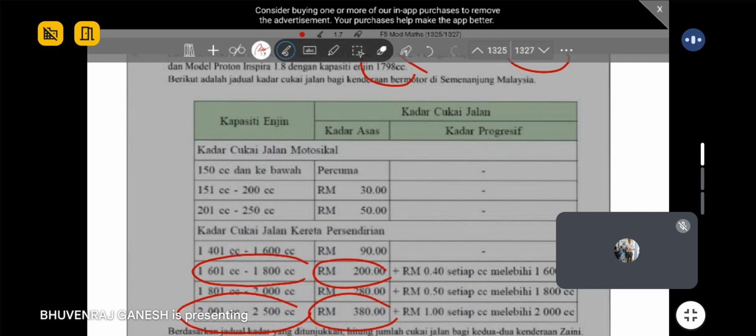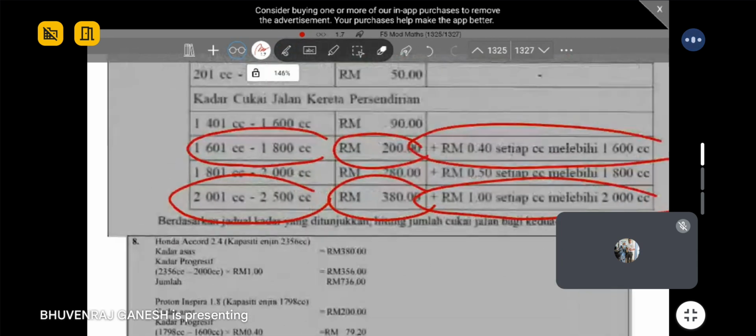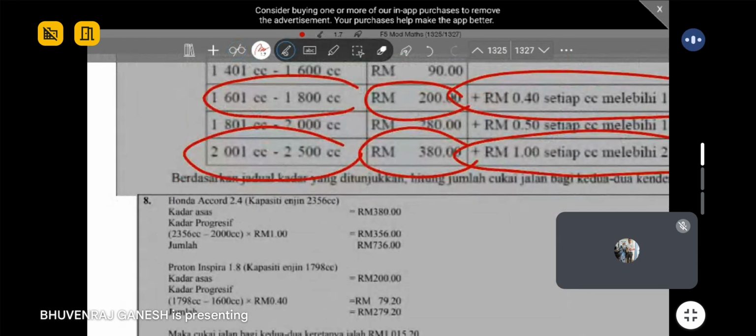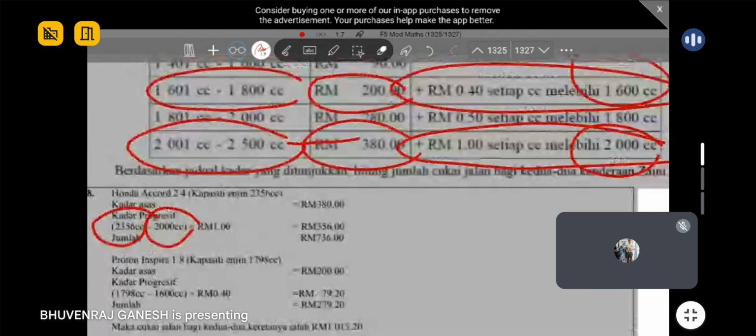So you must add for both cars. Okay, and then make sure you use the progressive rate. Same steps. So you will get something like this. For progressive rate, you take the current CC minus the limit shown over here, like for example, 2000 and 1600. It's the same steps. Then you add both values at the end. You will get the final answer, which is 1015.20. Okay, guys, everyone clear?